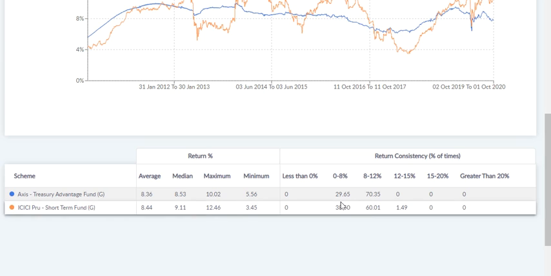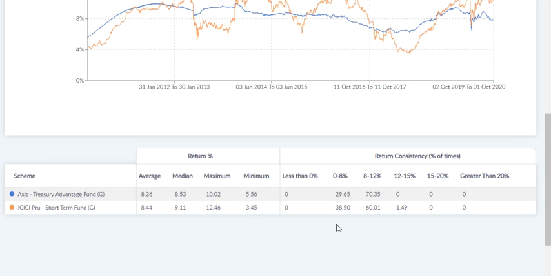So 0 to 8%, 29% or 30% of the time the returns have been in the range of 0 to 8% for Axis Treasury, and 38% of the time for the other fund. Remember, the duration is 1 year rolling return.